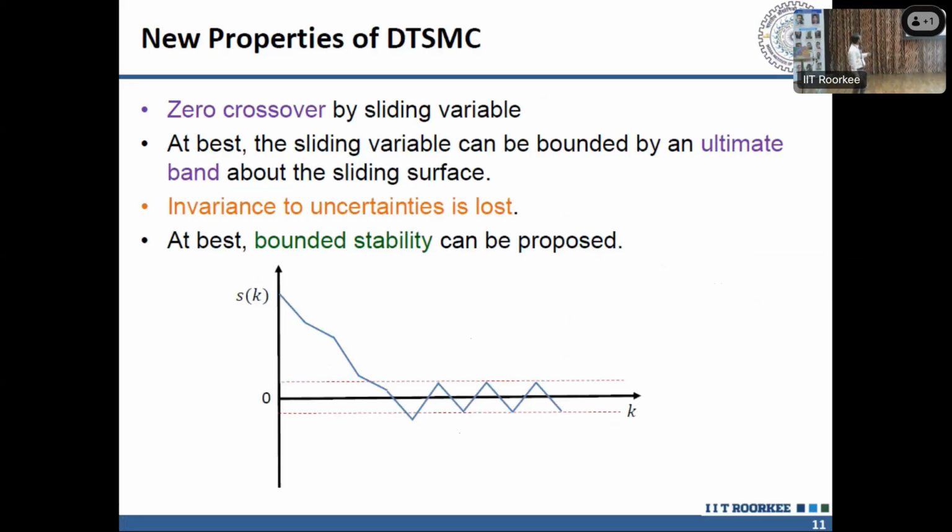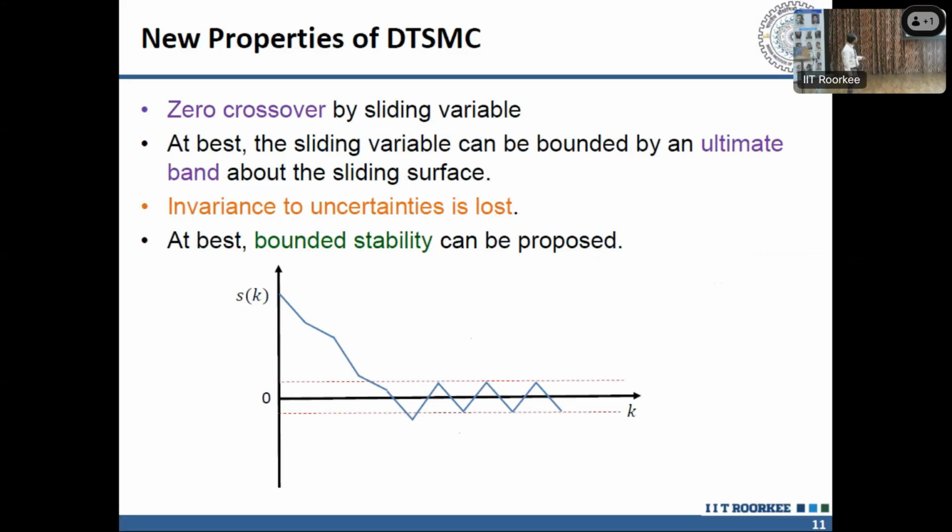The best that we can achieve is that the sliding variable remains bounded in an ultimate band about the sliding surface. So we may say that, okay, I am unable to stay at 0, I have to cross 0, but let me restrict the system trajectory in such a way that the sliding variable is within an ultimate band around it. This is the best that I can do, and let us try to do that.